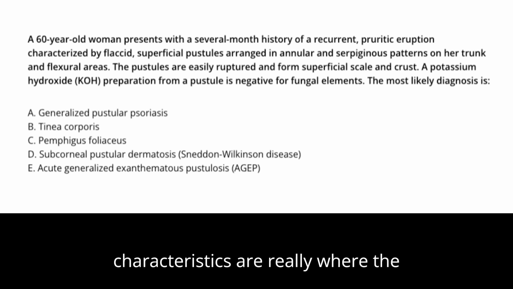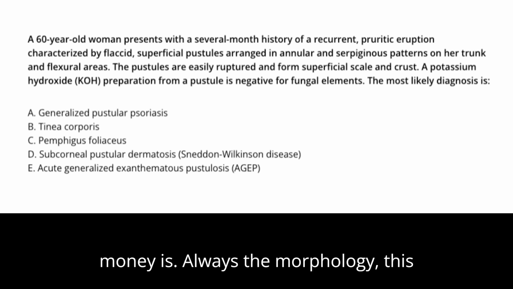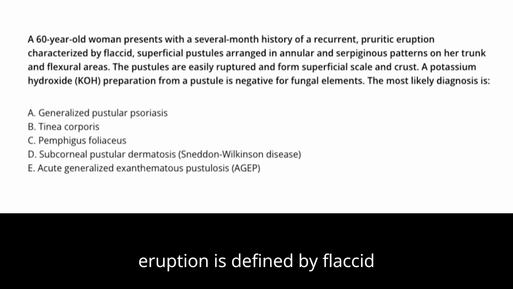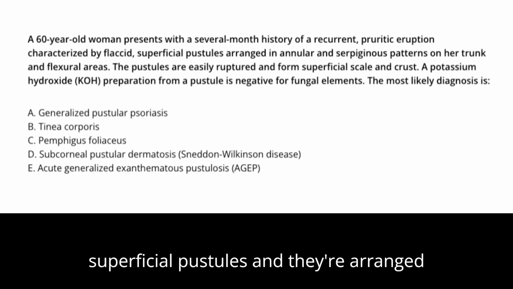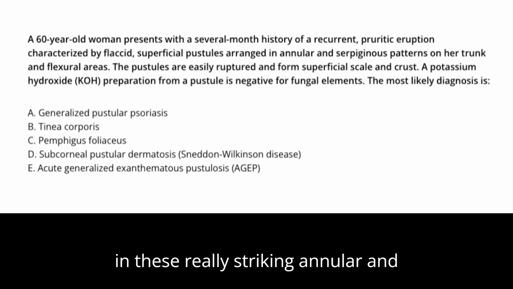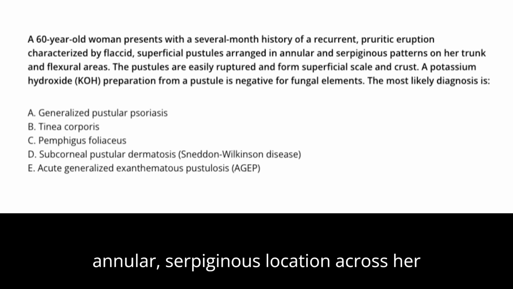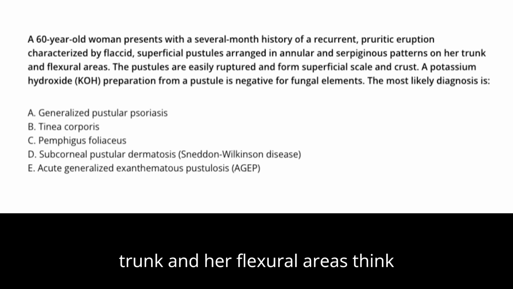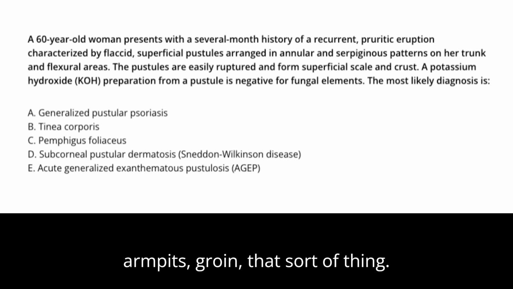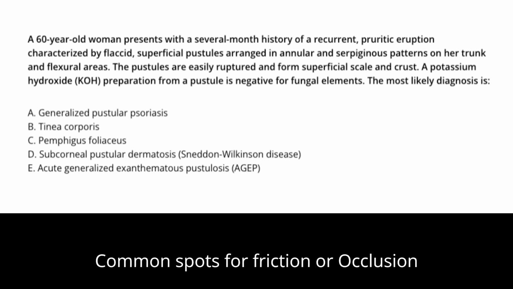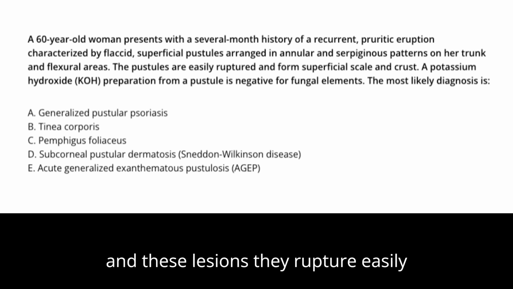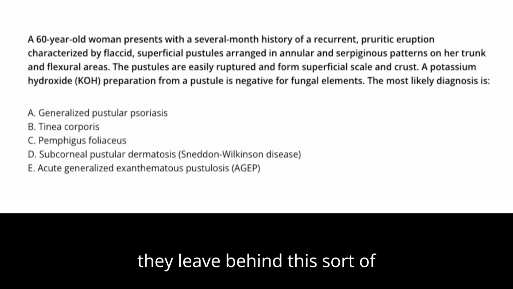But the physical characteristics are really where the money is. Always the morphology. This eruption is defined by flaccid superficial pustules, arranged in really striking annular and serpiginous patterns. Location: across her trunk and her flexural areas, think armpits, groin, common spots for friction or occlusion. And these lesions rupture easily. They leave behind superficial scale and crust.